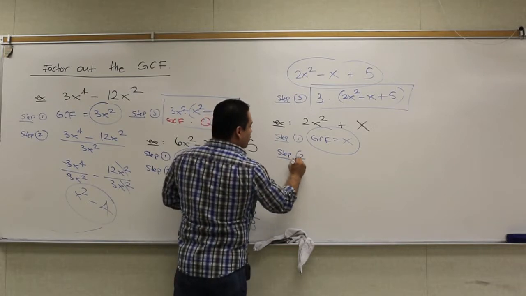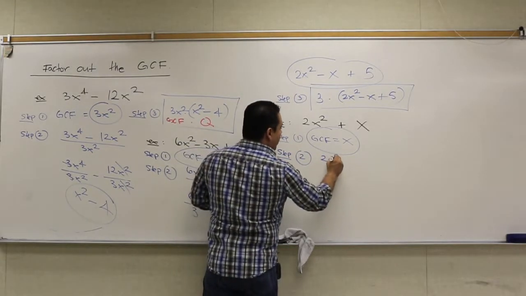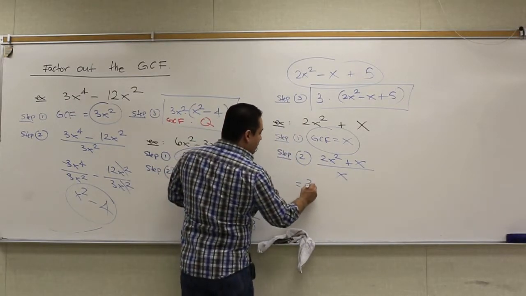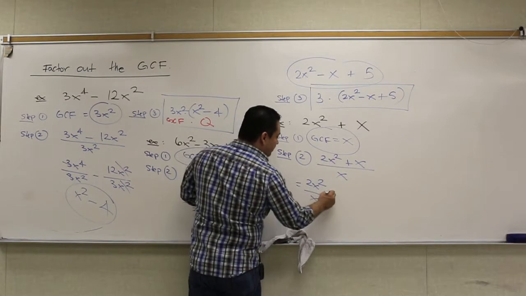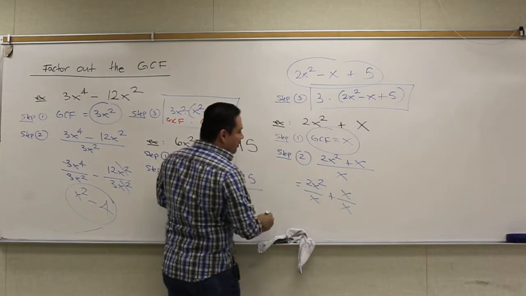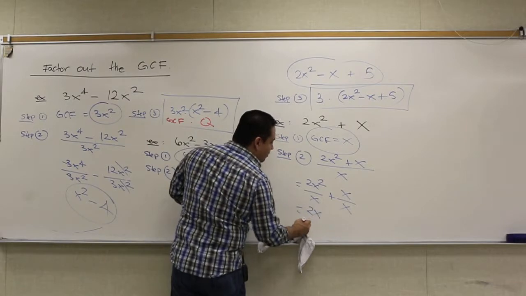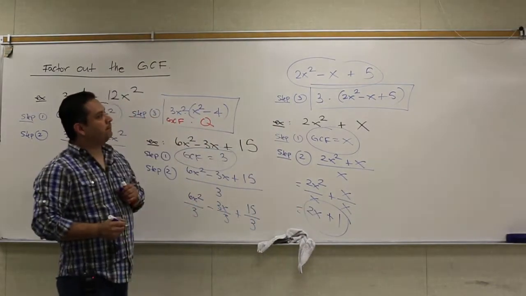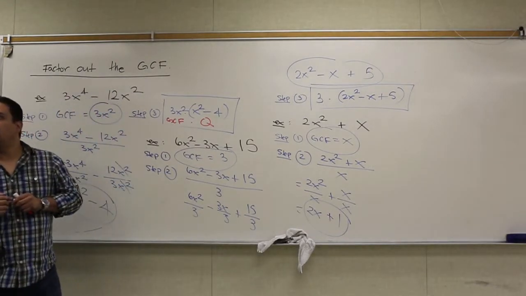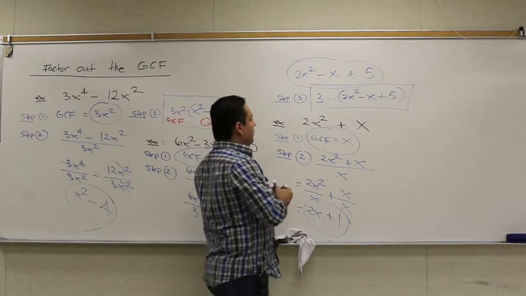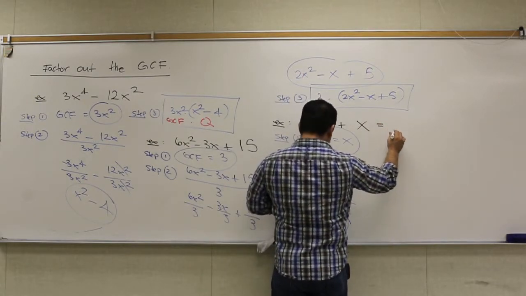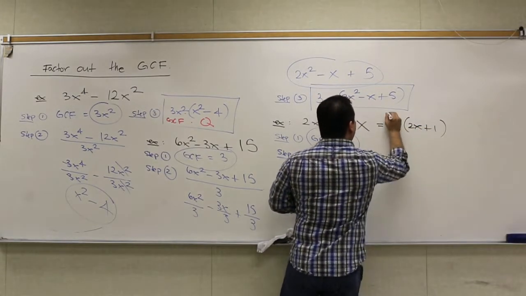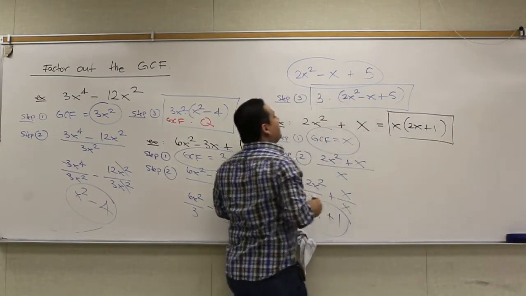Step 2. You have 2x squared plus x divided by your x. We're finding the quotient. 2x squared over x, x over x. So what do you get now? Is this what? 2x plus 1. Here we go. We can write it here, step 3. x times what? 2x plus 1. We factored here. It's the reverse of your distributive property.